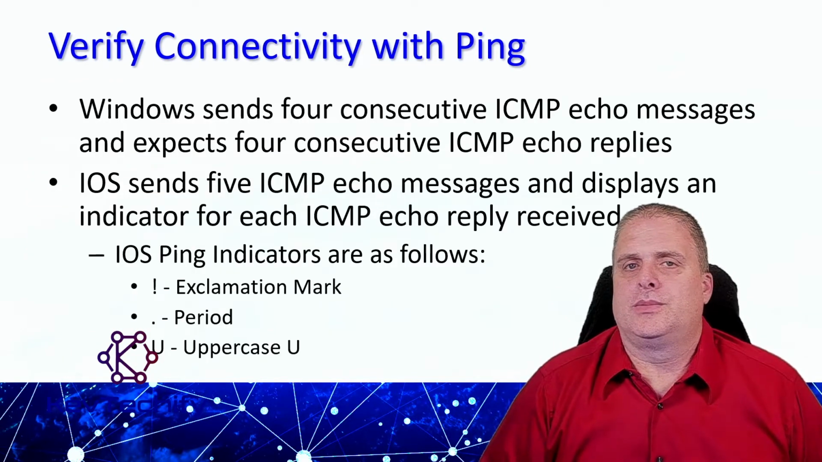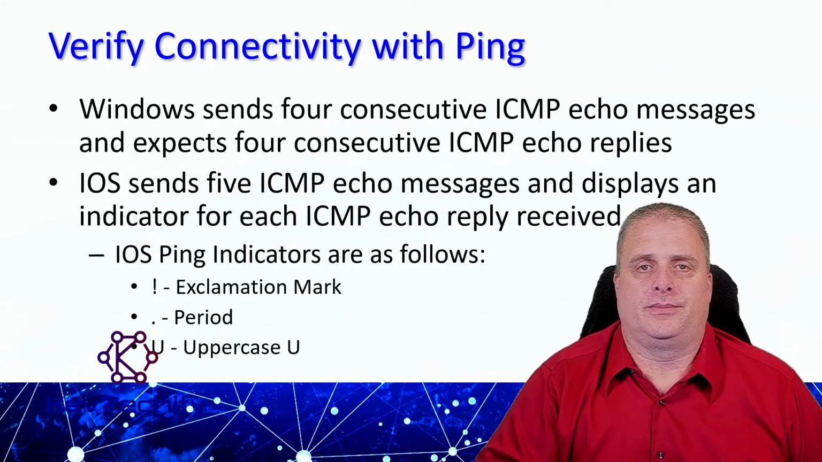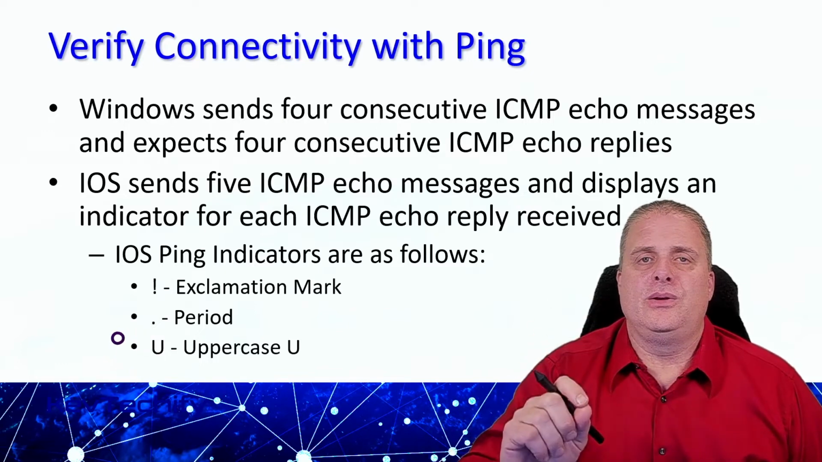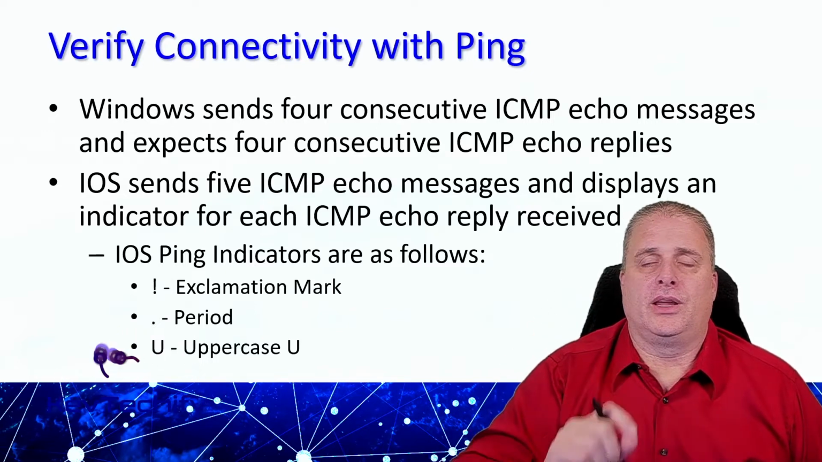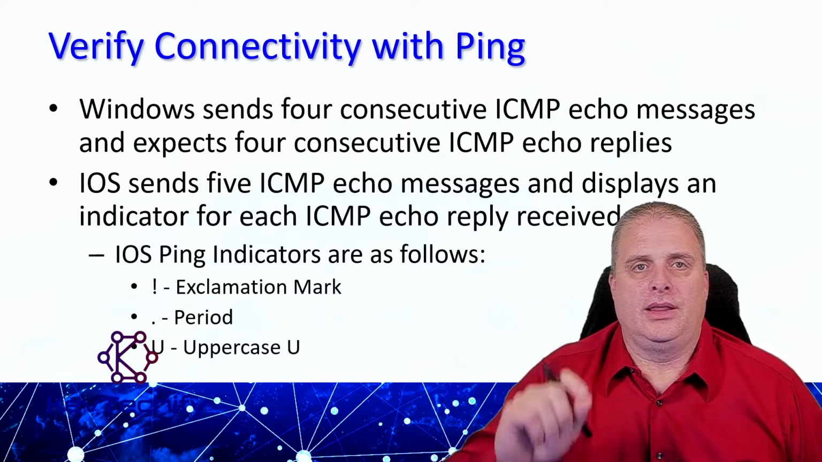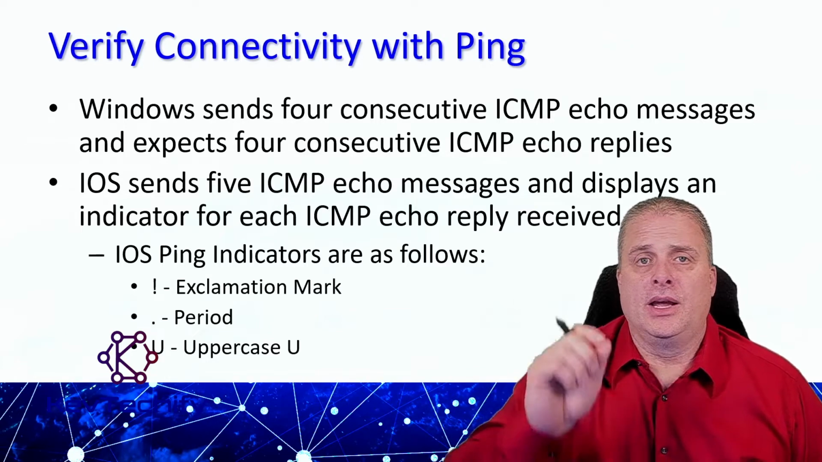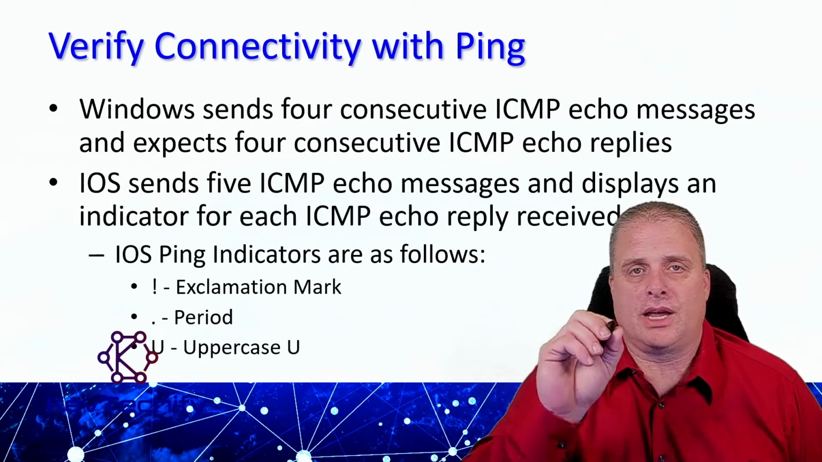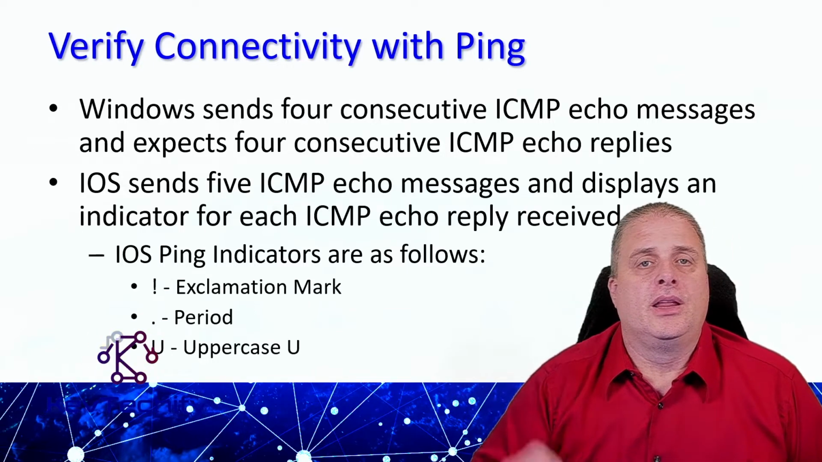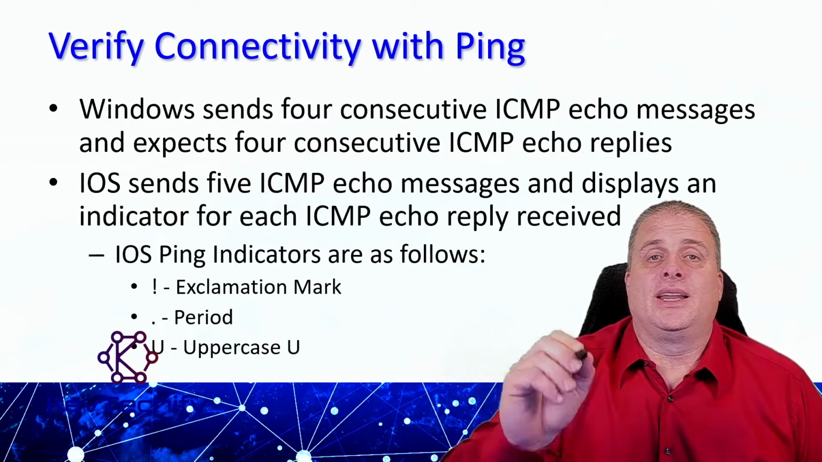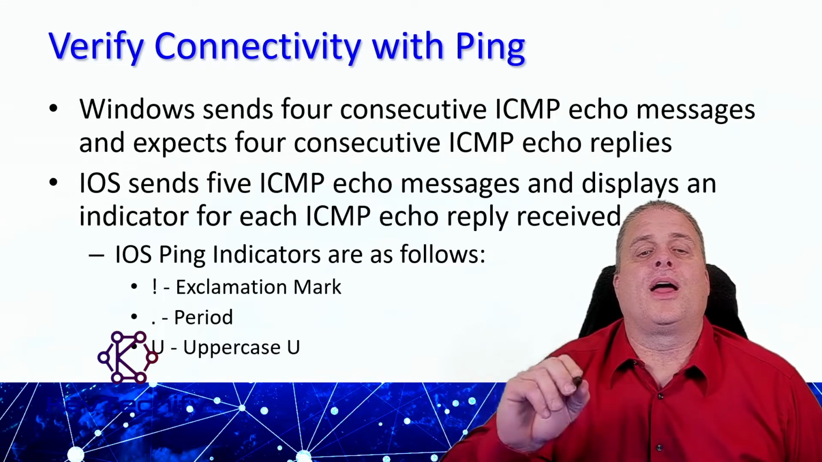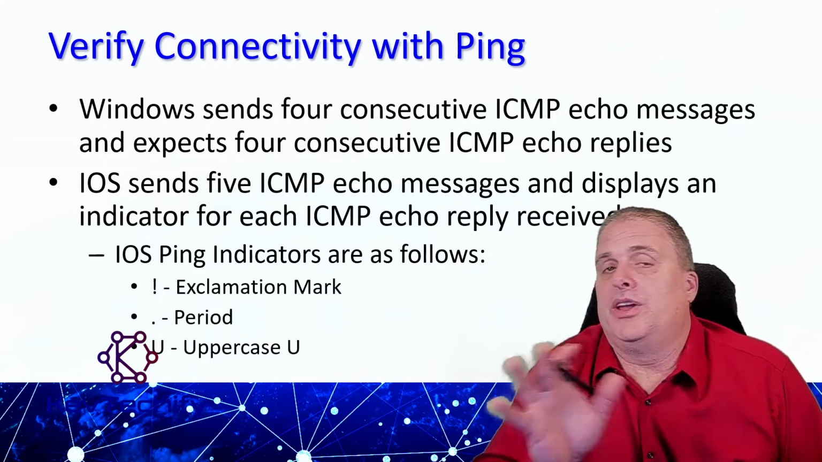Different operating systems use ping a little bit differently. In particular, Windows and Cisco IOS implement ping a little bit differently. Windows sends out 4 consecutive echo requests, and they expect 4 echo replies coming back in. That's how Windows decided to implement the ping command. Cisco IOS, on the other hand, does 5 echo requests and expects 5 echo replies back in. Just how they decided to implement it.